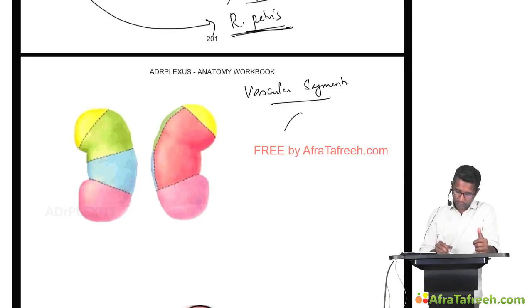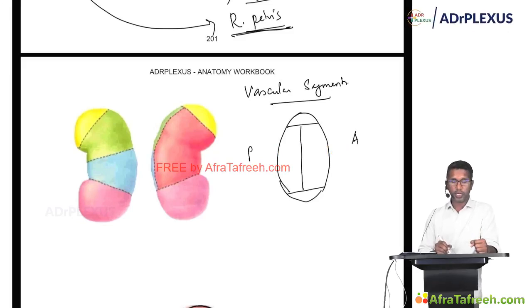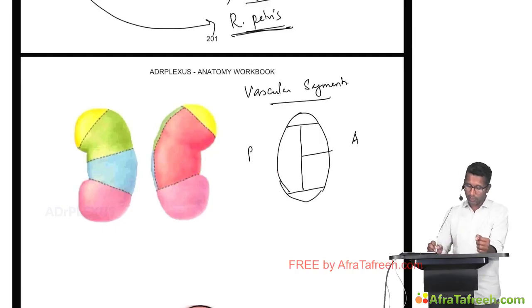If you see the kidney, let us consider this is the kidney, and this is the anterior side of the kidney, and this is the posterior side of the kidney. There is a segment called the apical segment, and a segment called the lower segment. Further the kidney is divided into posterior and anterior. The anterior segment is further divided into upper and middle segments. This is how they divide the kidney into 5 segments.